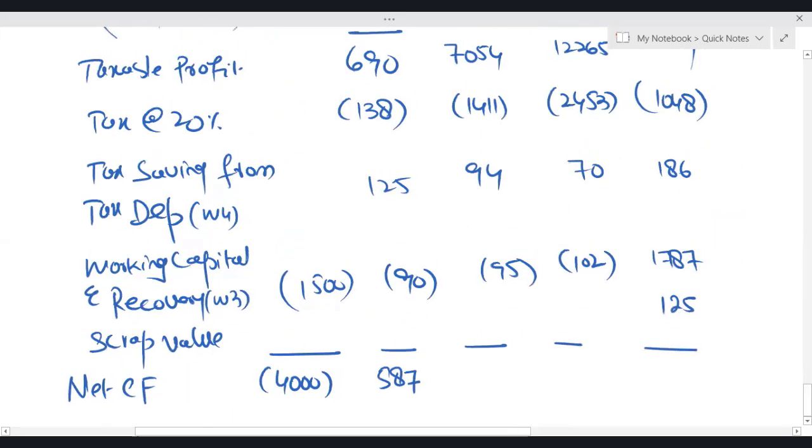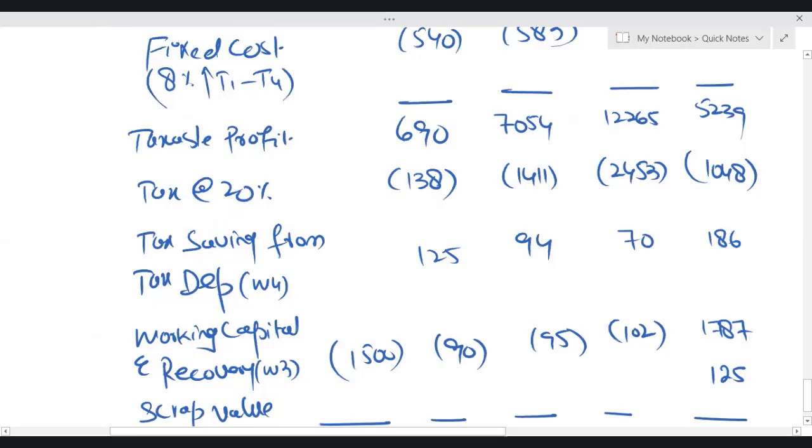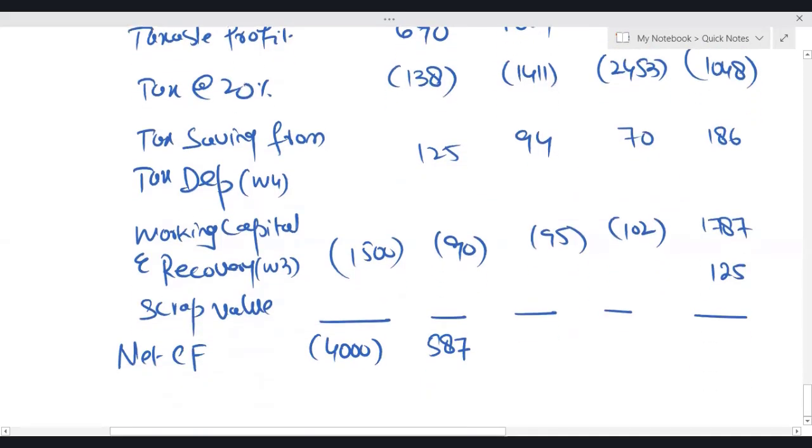And obviously when we are solving the same question on Excel, you will be using the shortcut of NPV. All those shortcuts which are available in the financial management paper, you are supposed to use them. And one of the shortcuts is NPV. So the NPV shortcut is available: 7054 minus 1411 plus 94 minus 95. I'm getting 5,642.